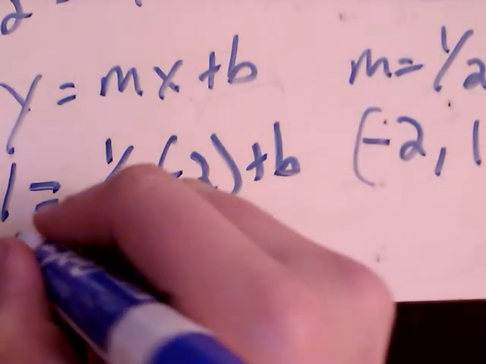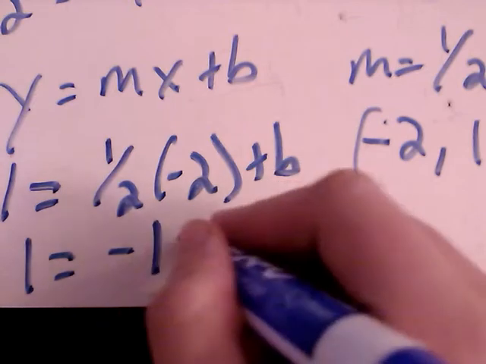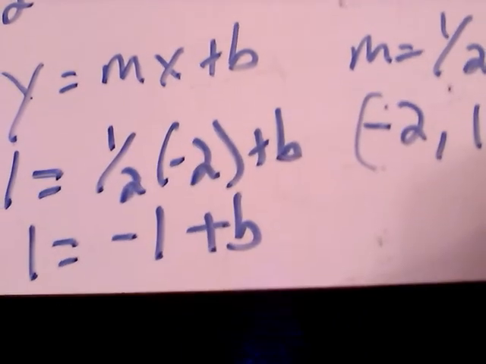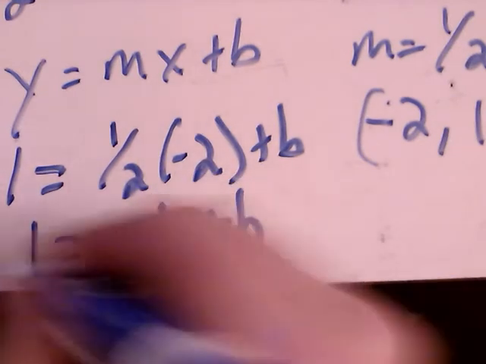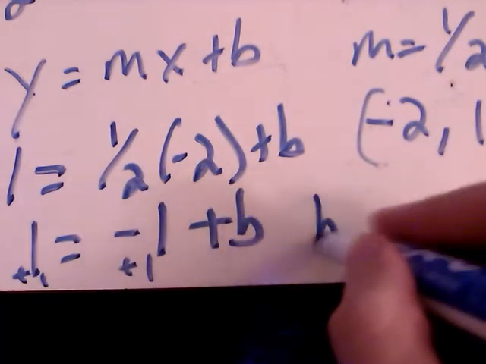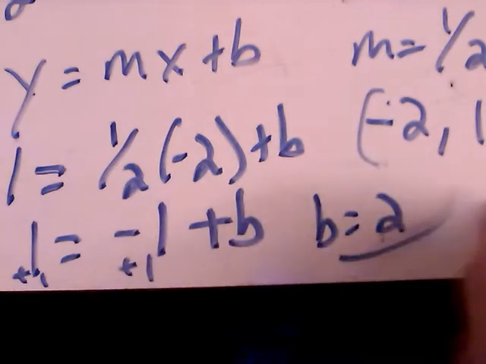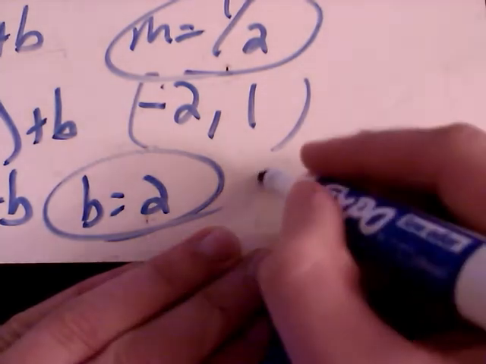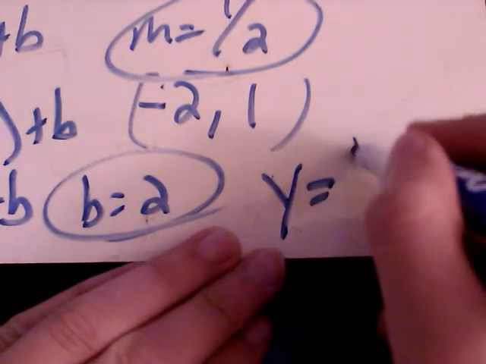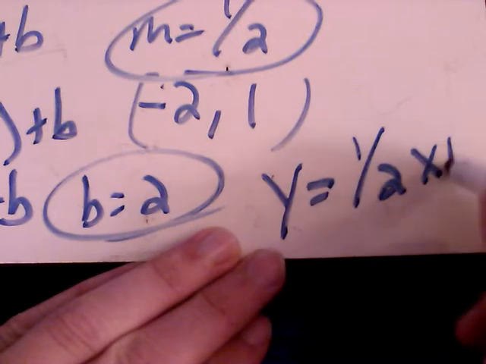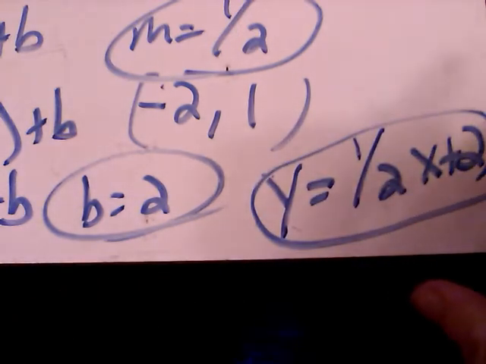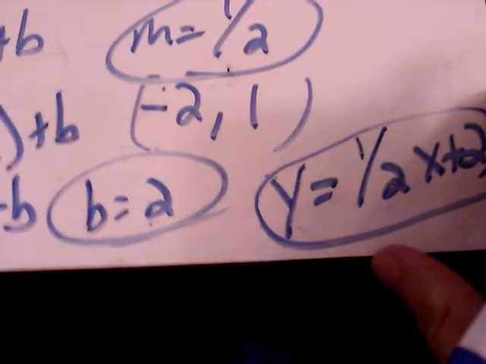Now I just solve. 1 equals -1 plus b. You get that by taking 1/2 times -2. Now you add 1 to both sides. You get b equals 2 because 1 plus 1. So we have our answer, but we need to plug it in to find the final answer. So this would be your final answer. There we go. Alright, so we still have another one.